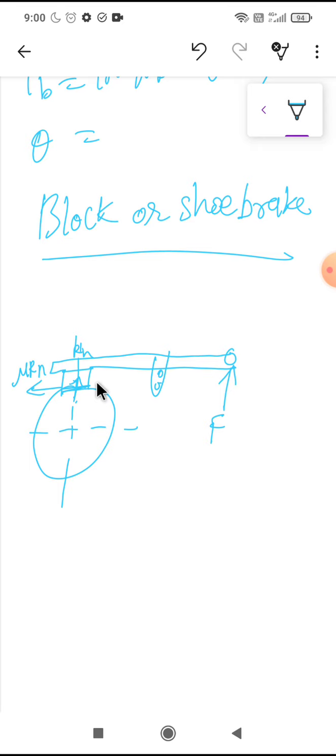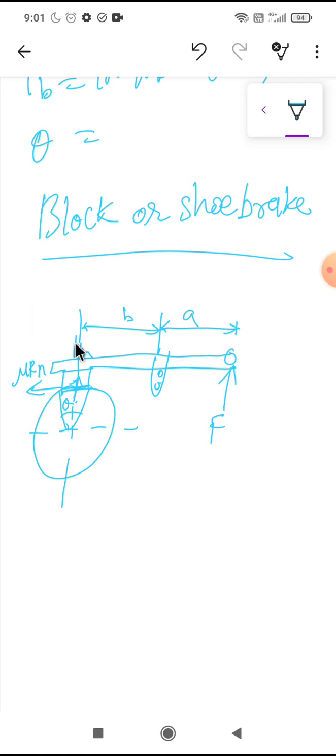Suppose the distance between the pivot and the brake is B, and between the pivot and the lever is A. Now there is an angle extended on this brake due to this contact, suppose theta. This drum brake consists of a block or shoe which is pressed against this rotating drum. The force on the drum can be increased using the lever.